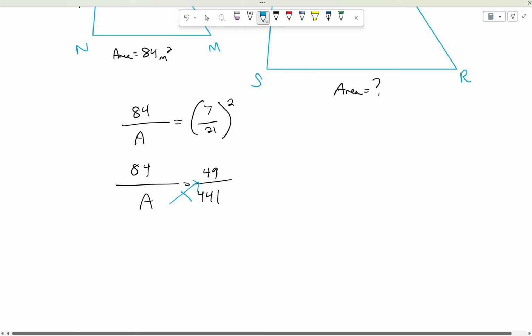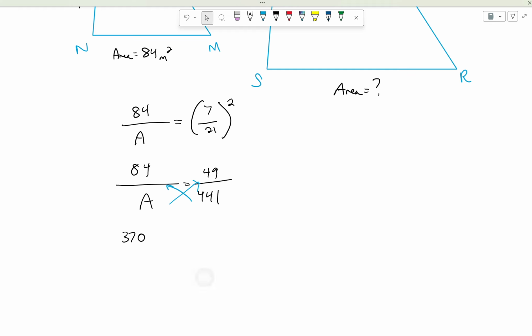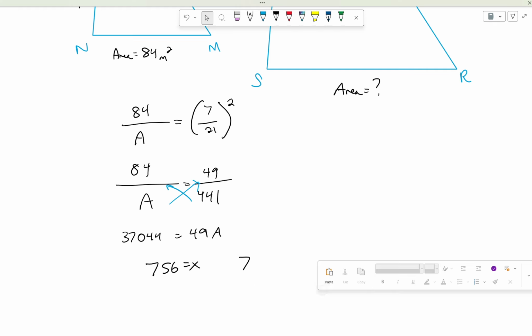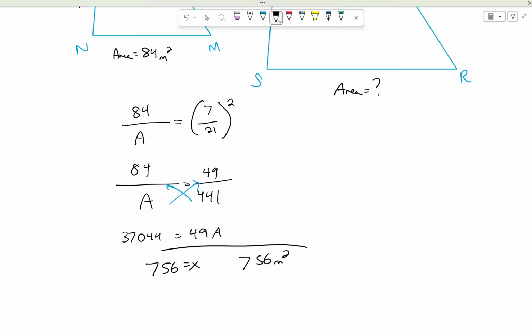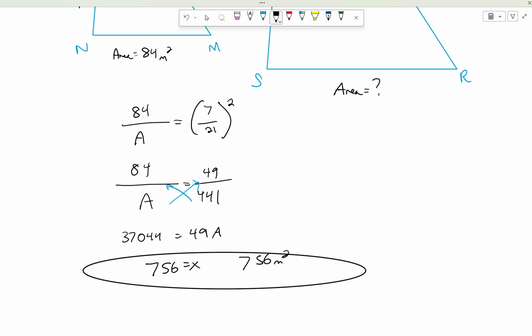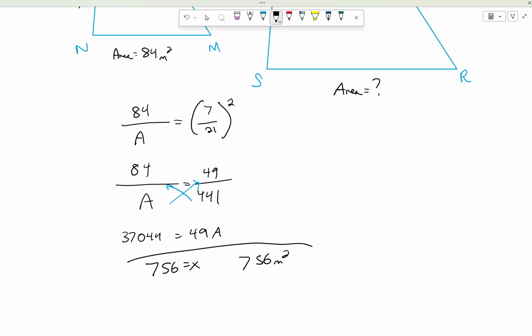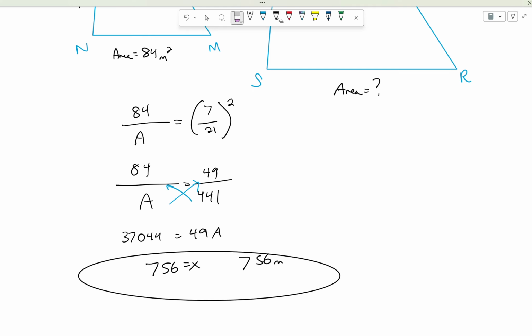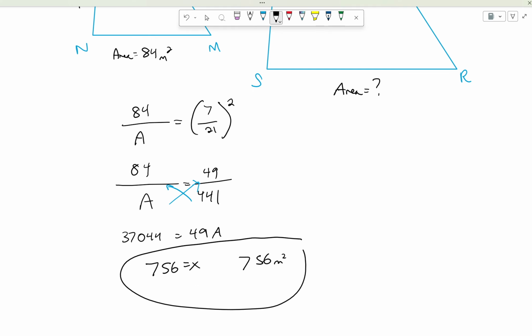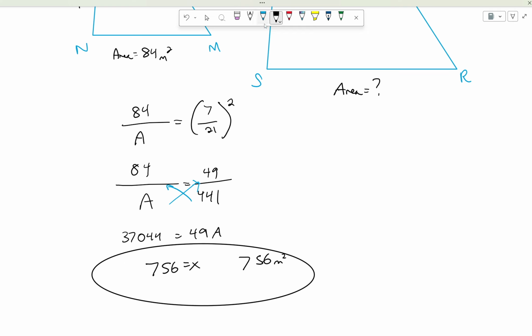Now, you already see where we're going here. We've got to do a little cross product. So 84 times 441, calculator is great at this problem. 37044 is equal to 49 times the area, or 49A. Divide both sides by 49, and I have 756, which means it's 756 meters squared, and that's my units. Come see me during my office hours if you have any questions.